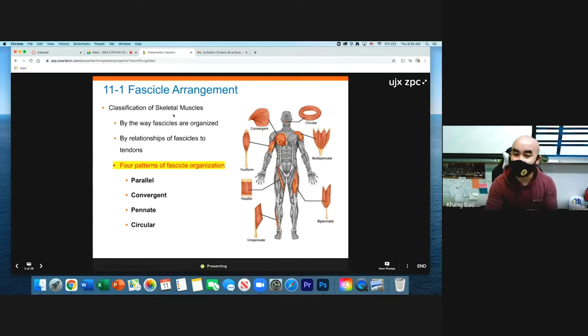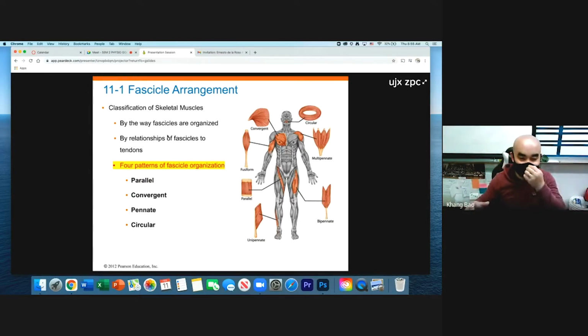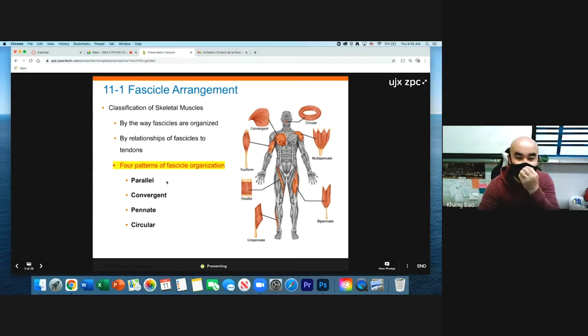We classify different skeletal muscles by the organization of the fascicles, how they are organized, right? You have all these muscles in your body, right? All these skeletal muscles, okay? I'm not talking about cardiac, I'm not talking about smooth, all the skeletal muscle in your body. And they are organized by how the muscle fibers are organized. There are 4 patterns that make up all these skeletal muscles in your body, and they are determined by how your fascicles are organized. They are either parallel, convergent, pennant, or circular muscle.